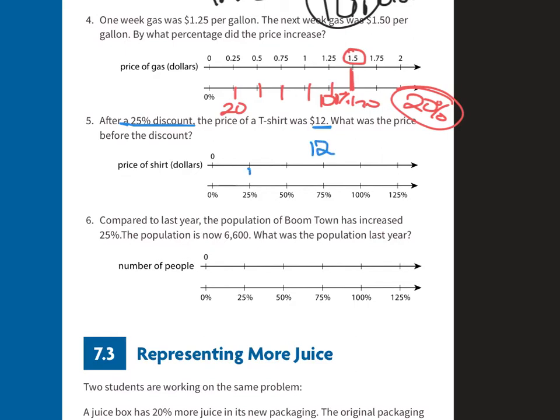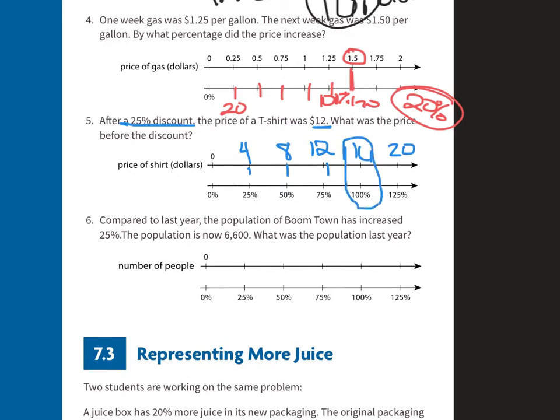So if I think 1, 2, 3 lines, 12 divided by 3 is 4. So 4, 8, 12, 16, 20. Well, what was the original price? Well, the price that's with 100%, $16.